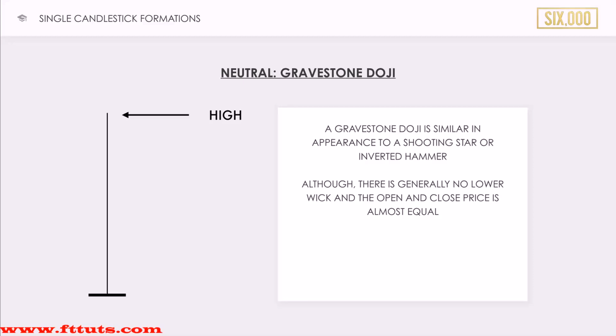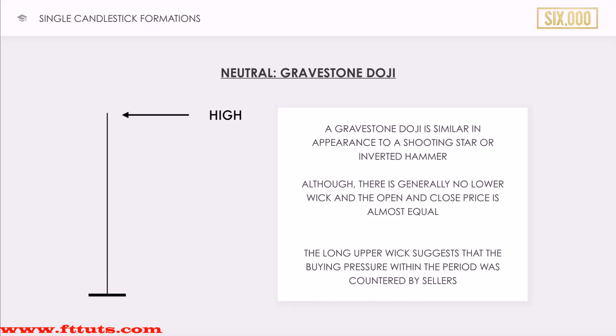So we have a higher wick, a high price, but there's no low, and the open and close prices are almost equal. The long upper wick suggests that the buying pressure within the period was countered by sellers. So this may be a 1 hour period, a daily period, it could be a weekly trading period. Within that period, it suggests that the buying pressure was completely overwhelmed by sellers, but buyers managed to regain control at the bottom, but there was a slight amount of indecision in the market.